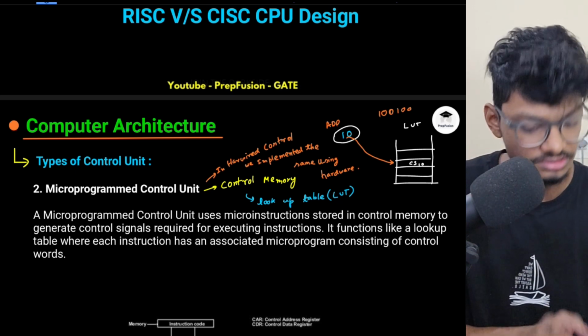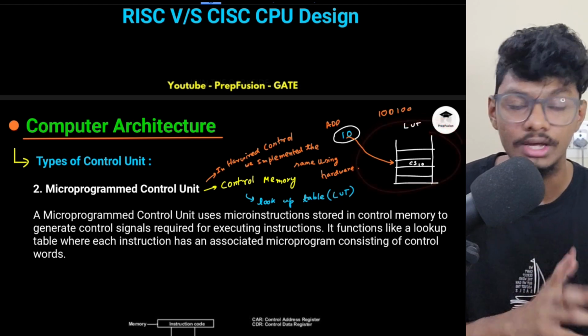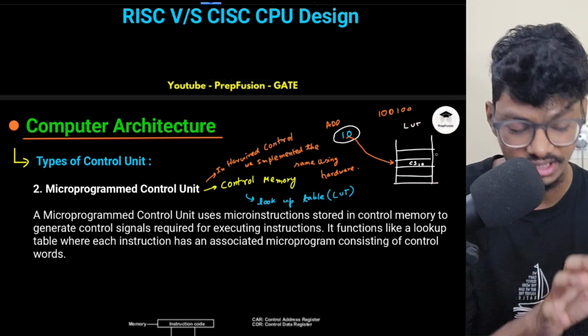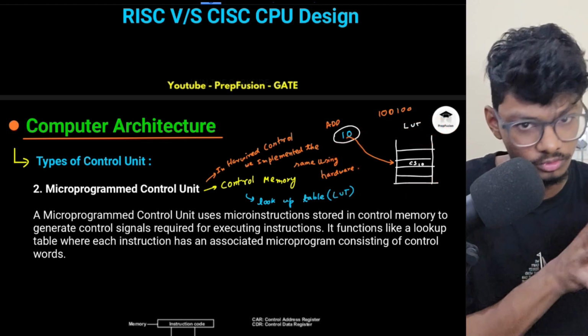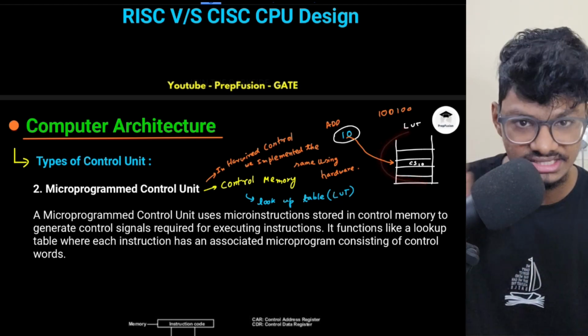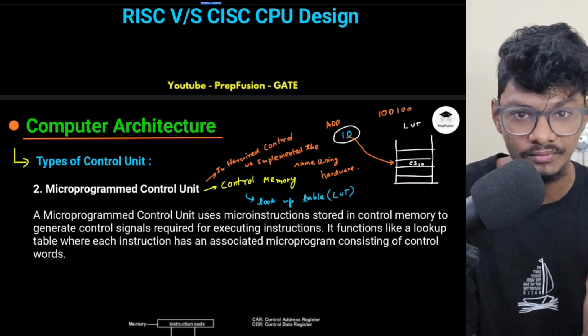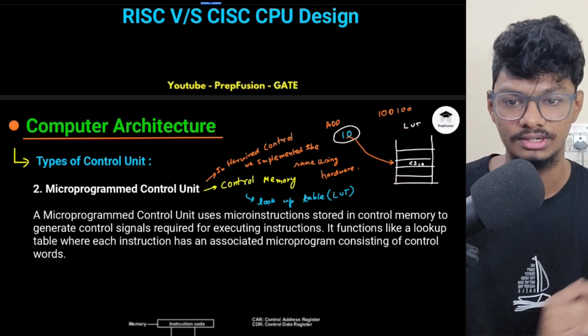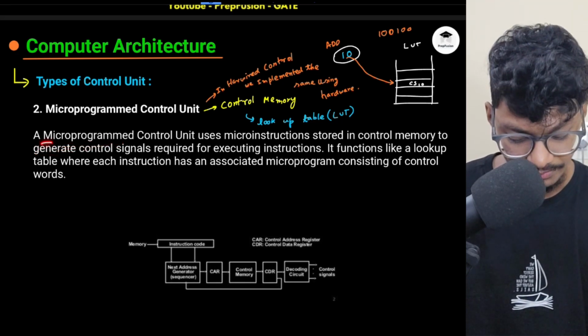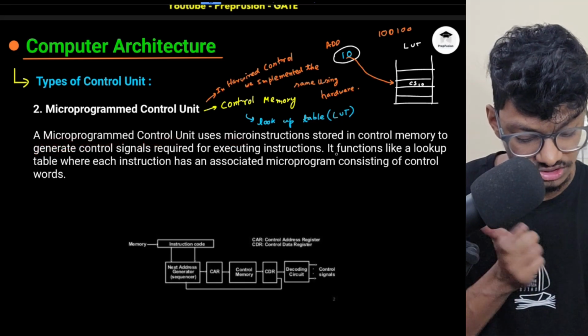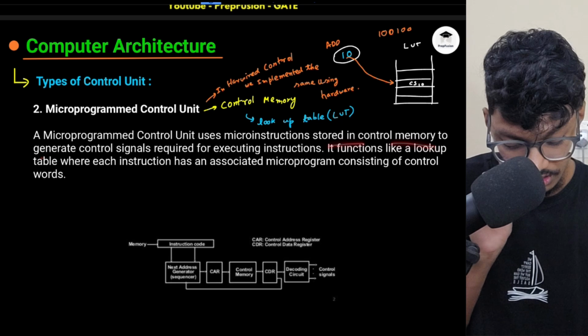Also we can change this memory if we want. Not everyone can change it, it is restricted to the designer or some people, but yes, it is changeable. It's not like it is done in hardware and I can never change it. So that is what is written here: a microprogrammed control unit uses micro instructions stored in control memory to generate control signals.